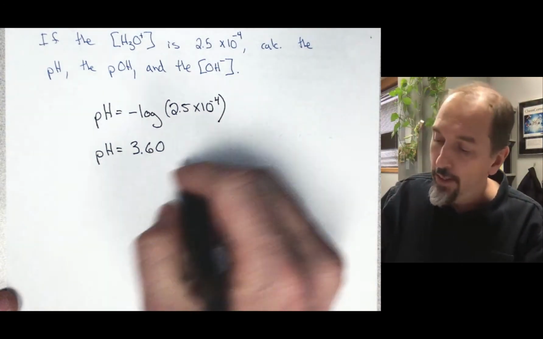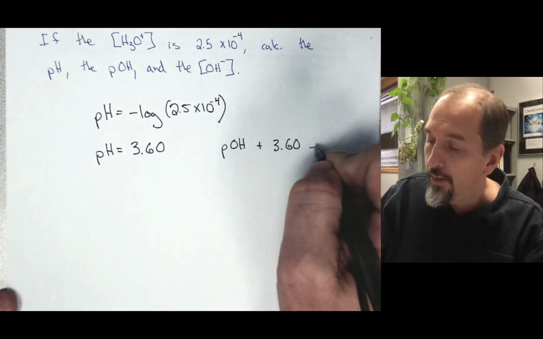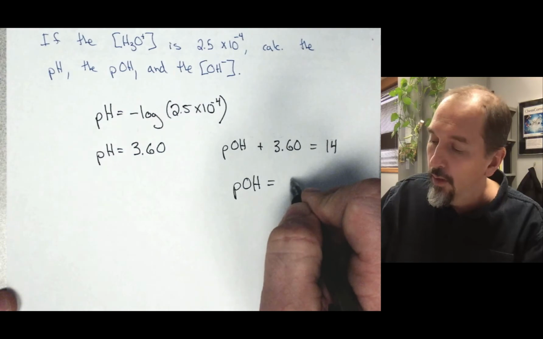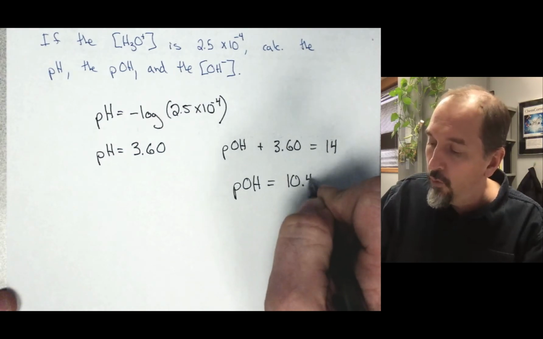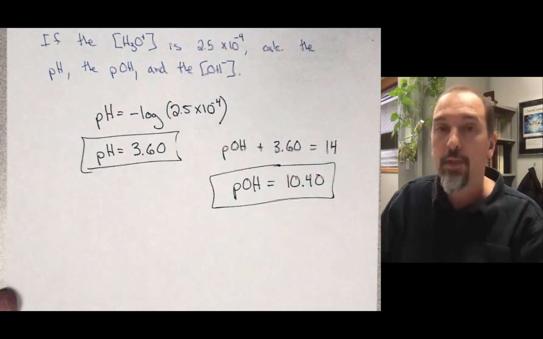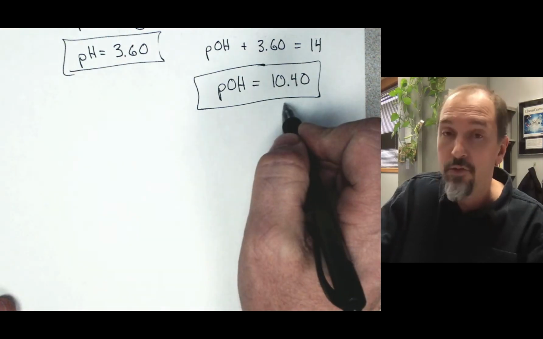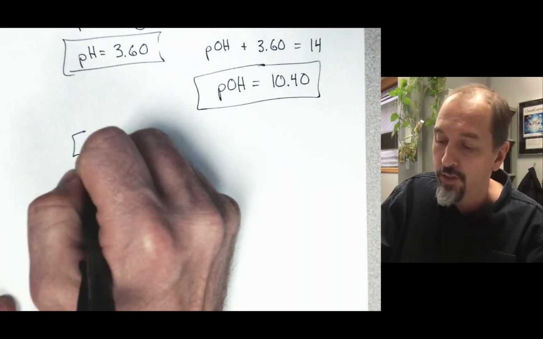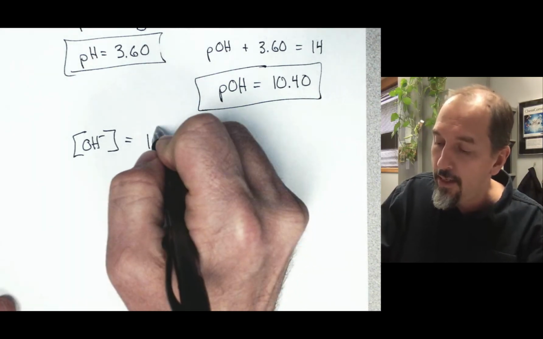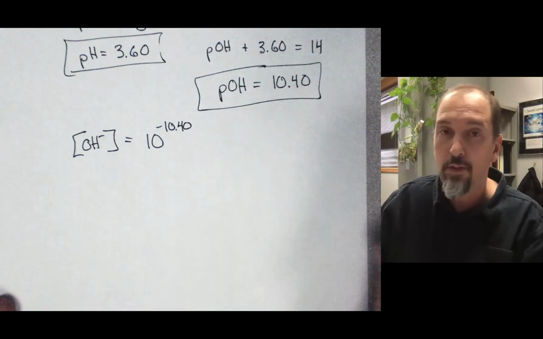Now to get the pOH, pOH plus 3.60 equals 14. So the pOH equals 10.40. So we've got the pH, and now we have the pOH. Now to get the hydroxide ion concentration, I'm going to use the pOH value. I'm going to say concentration of hydroxide equals 10 raised to the negative pOH, so 10 to the negative 10.40.